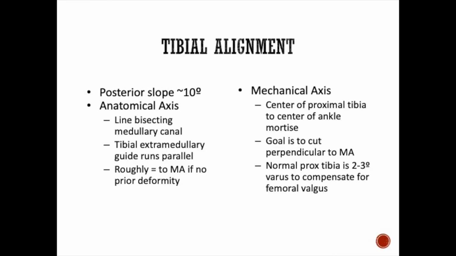So now we get to the tibia and its alignment. Again, in the sagittal plane, the posterior slope of the proximal tibia is approximately 10 degrees. The anatomic axis is again a line bisecting the medullary canal. The tibial extramedullary guide runs parallel to this axis, and it's roughly equivalent to the mechanical axis if there's no prior deformity, whether traumatic deformity or rotational or bowing deformity of the tibia.